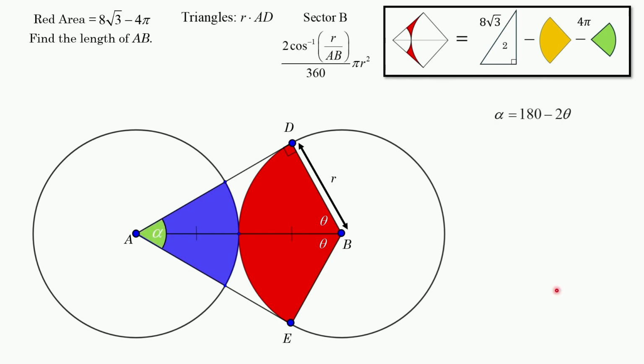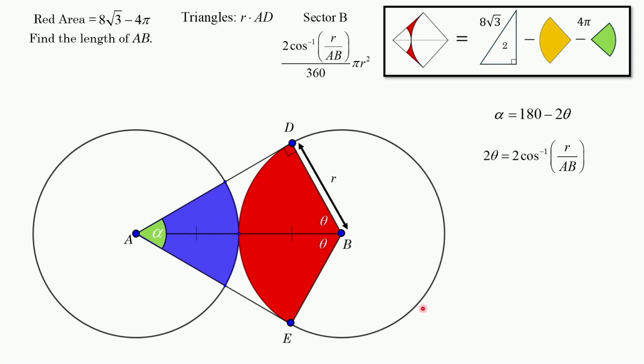Now, let's go ahead and call our other angle alpha again. We know that those two angles are supplementary because the angle with the vertex of D and the other angle with the vertex of E are both 90-degree angles. All of them add up to 360, so that means there's 180 degrees left over for these two. So if I just take 180 and subtract 2 theta, I end up with the angle I need.